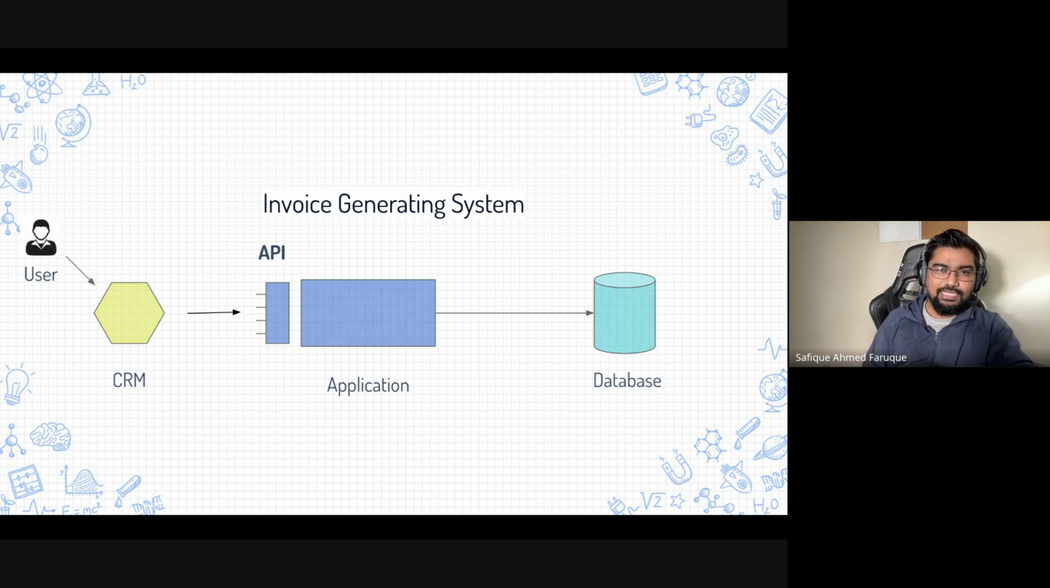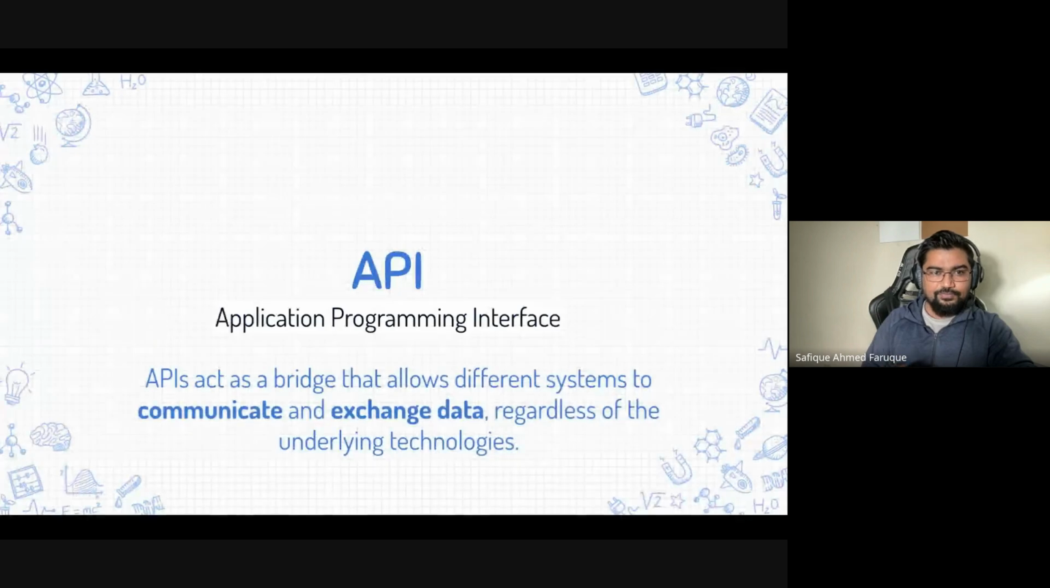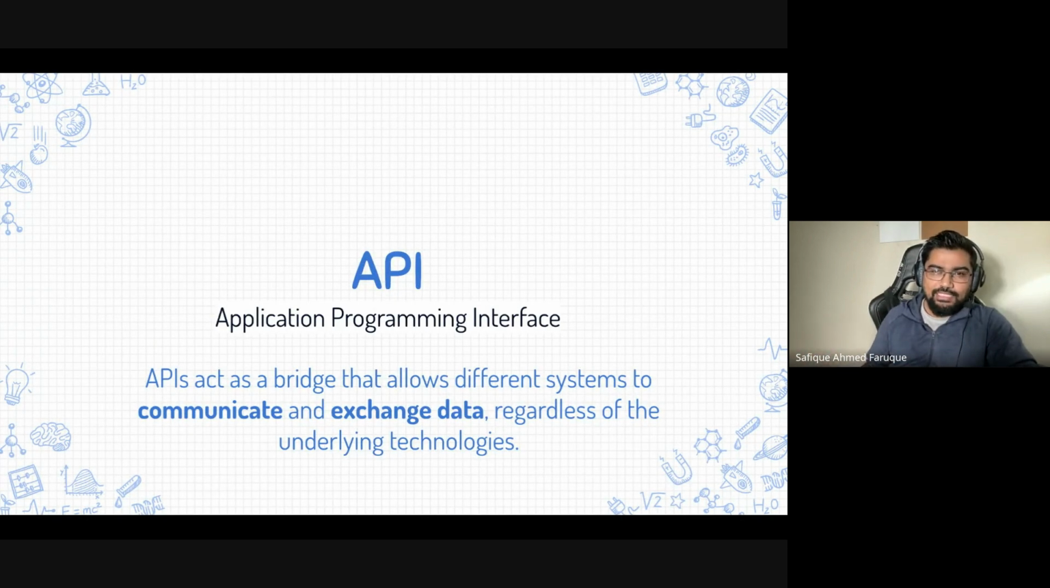If we don't need to have communication between a CRM or any other system and our application, we don't need an API. So we need to understand that when the user base is smaller and only one type of user is there, they manually log in and do things. We don't need an API. We need an API when we need to communicate with other systems. So when we come up with the formal definition, an API acts like a bridge that allows different systems to communicate and exchange data, regardless of the underlying technologies.